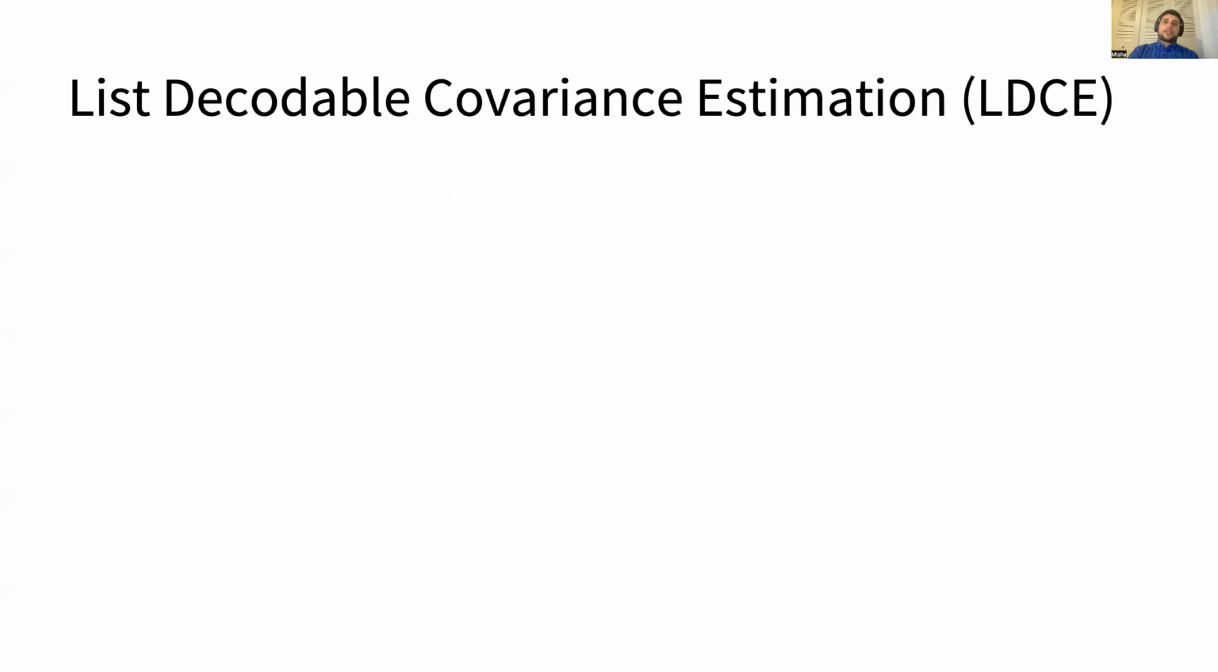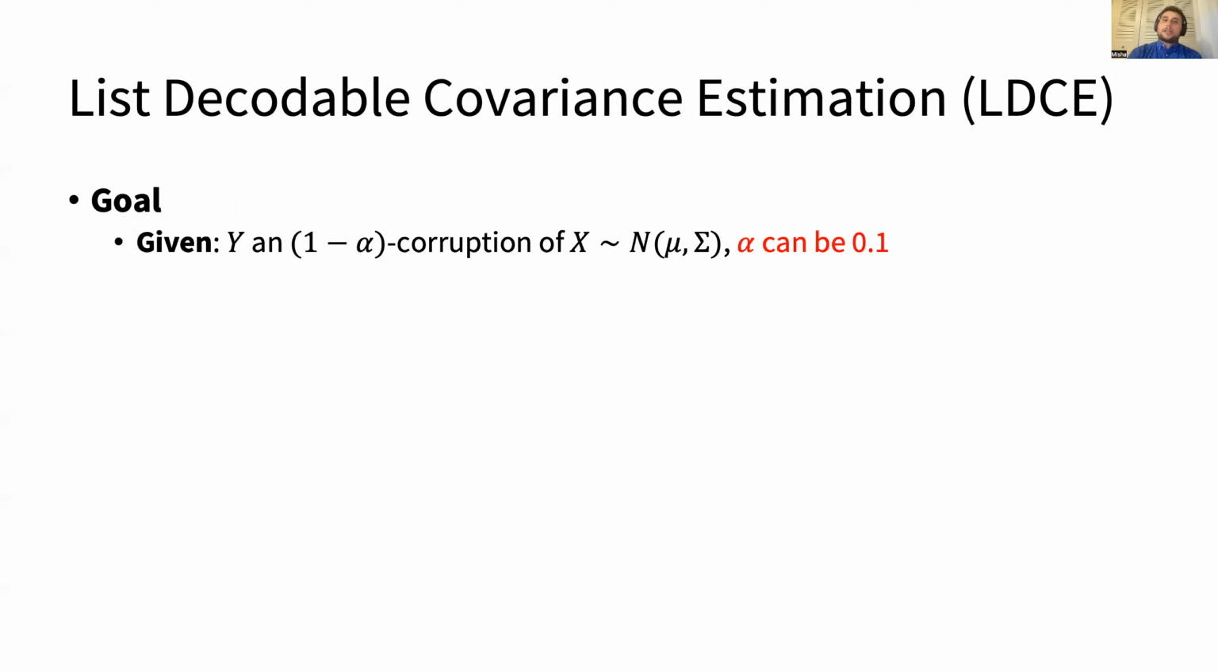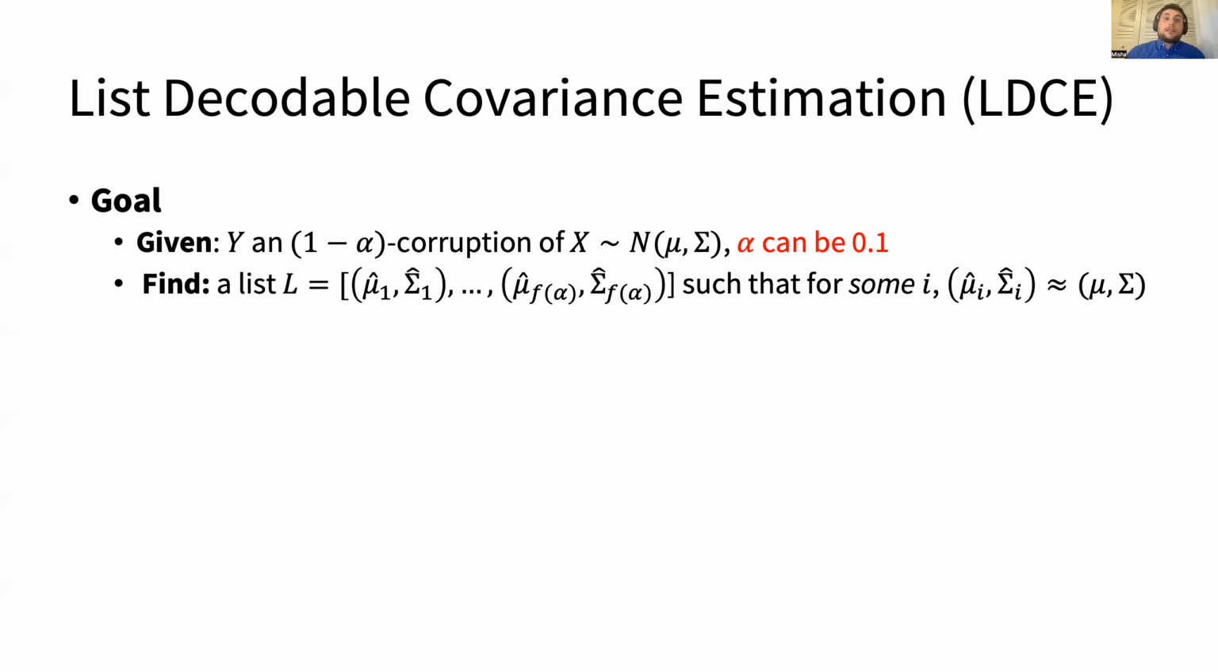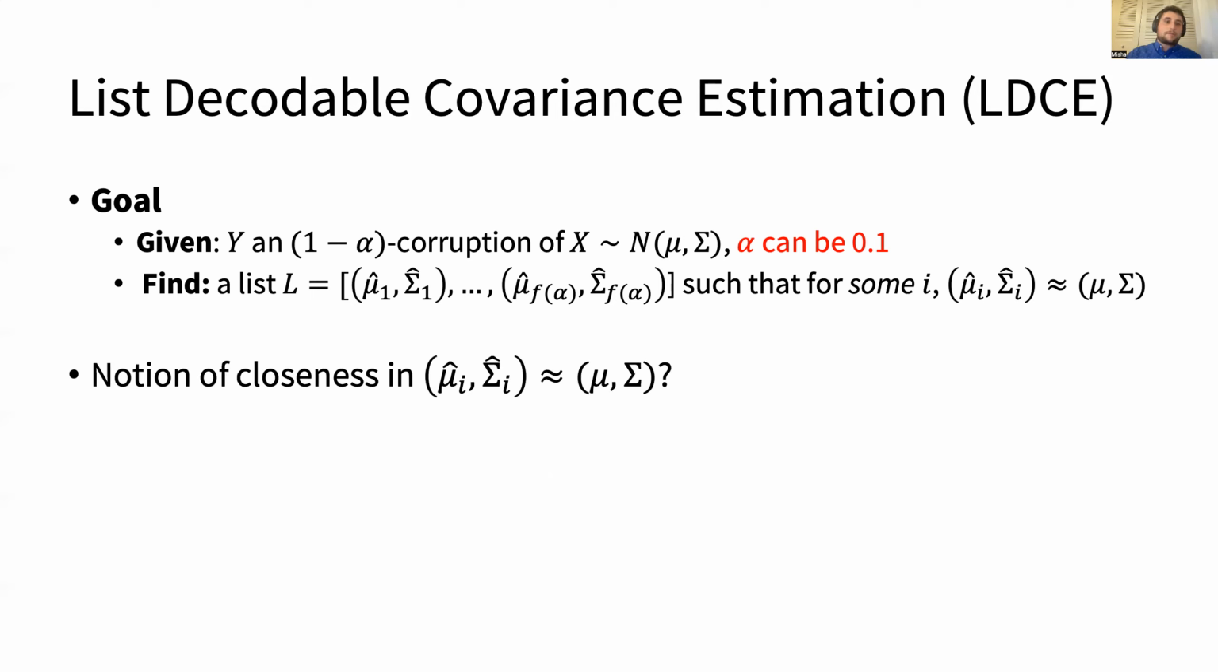This brings us into list decodable covariance estimation. So as a given, we are given some y, which is a huge corruption of x. In other words, alpha can be around 0.1. In other words, we only truly have 1/10 of x. And what we want is to find some list of mu hats and sigma hats, so that for some index, we get approximate correctness. We are approximately equal to the original mu and sigma.